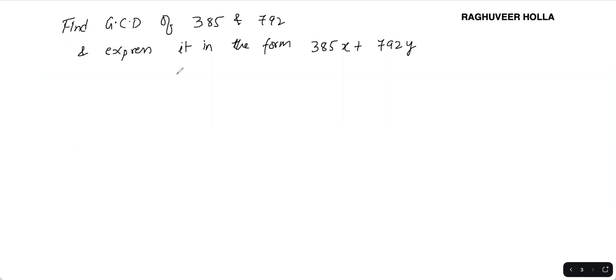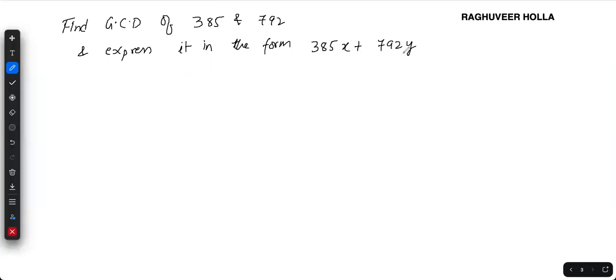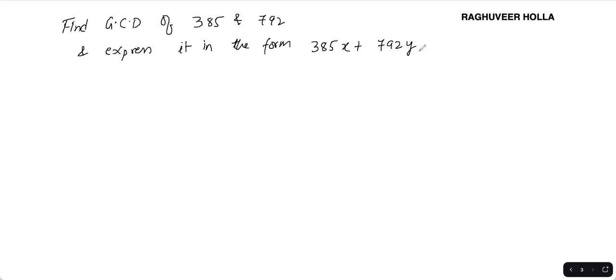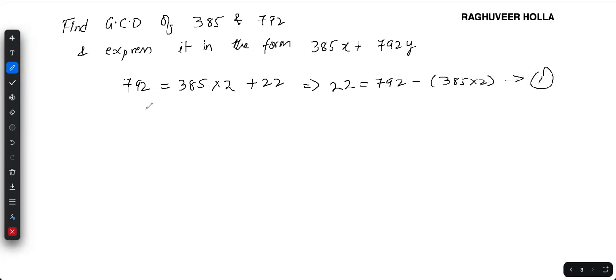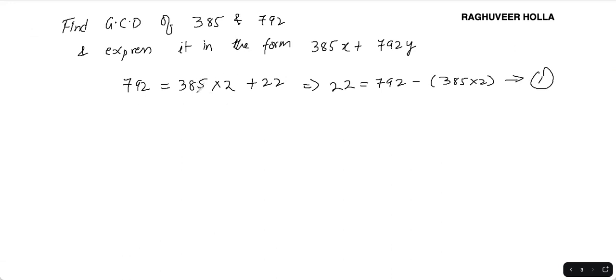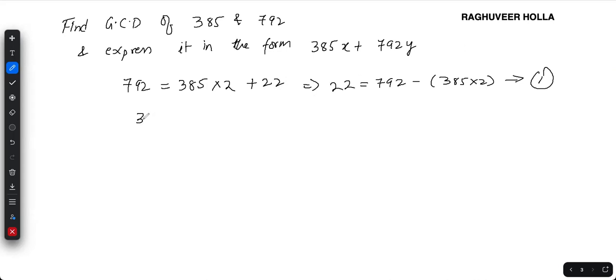Now let us find the GCD of 385 and 792 and also express this in the form of 385x + 792y. As you can see here, 792 can be written as 385 multiplied by 2 plus 22, or 22 can be written as 792 minus 385 multiplied by 2. Let us keep this as equation 1. And 385 is a greater number than 22.